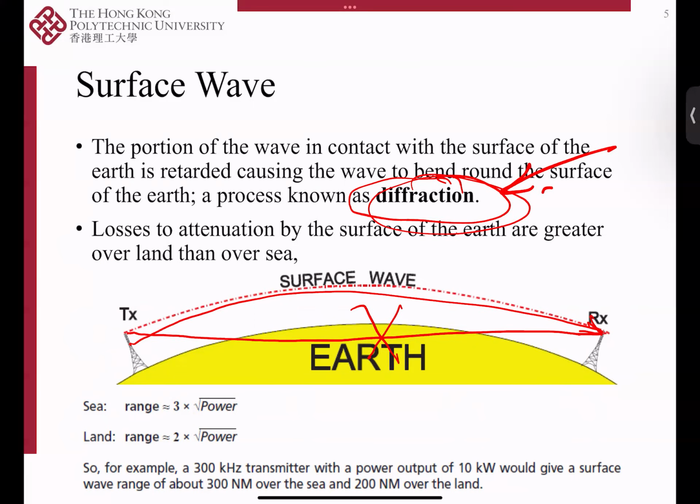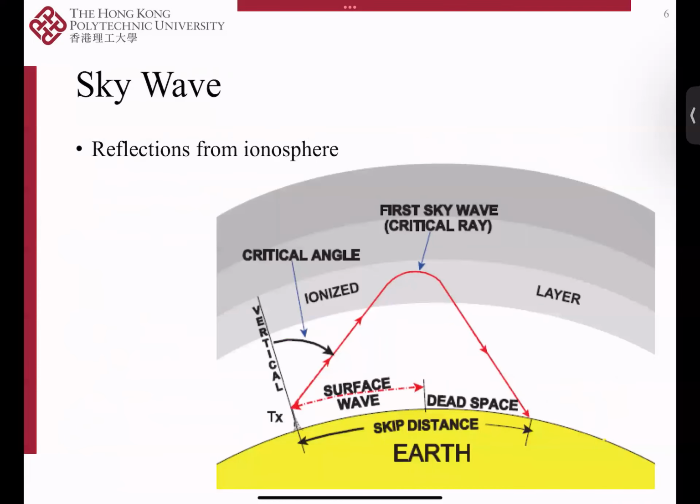For easier understanding, during signal propagation, the signal is partially blocked by an object, so that we have diffraction. It is like you have a contour that looks like this, so it is attached to the ground. So we call it the surface wave. On the other hand, we also have the sky wave. The sky wave means that you have the ionosphere here.